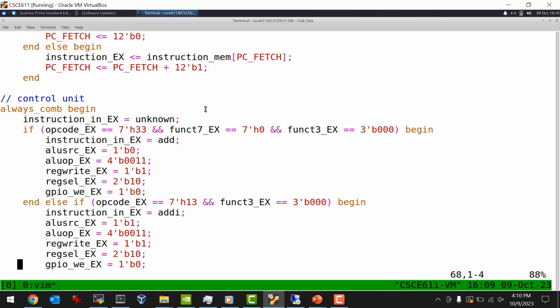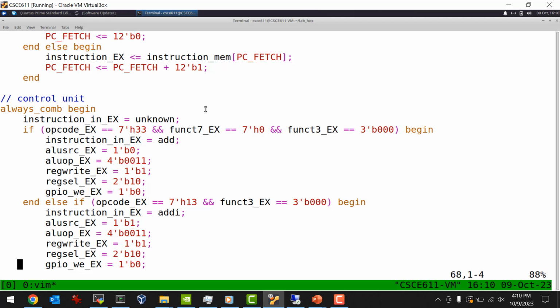Actually, no, CSRRW is an exception. CSRRW is one instruction, but you'll need two lines in here for that: one for the output to the hexes and one for the input from the switches. That will depend on the control status register, whether it's 0 or 2. Make sense? Yep. So there should be, I think, 23.